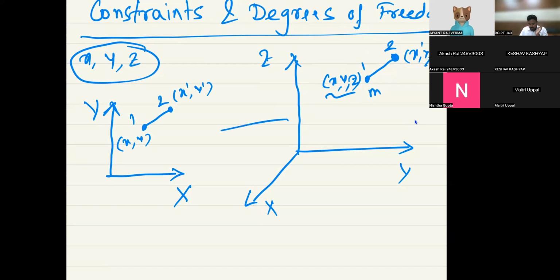In the first example, there's no restriction, and the particle can move in any direction. But in the second case, we put one restriction that this particle will always remain on this particular plane of the paper or this iPad. It cannot move out of the plane. So the Z direction is not accessible to this particle.